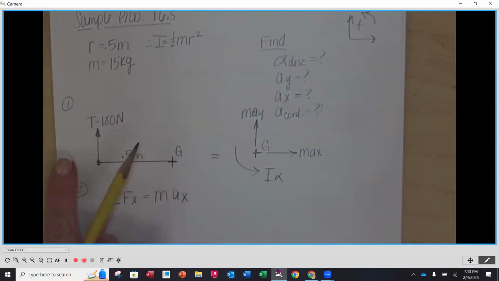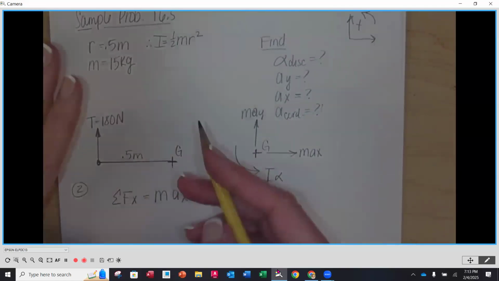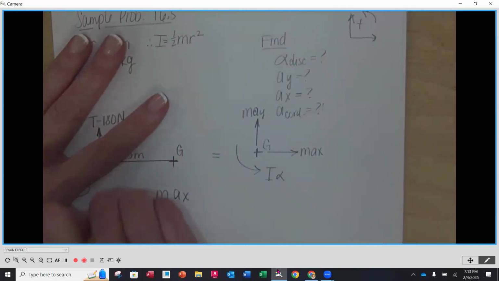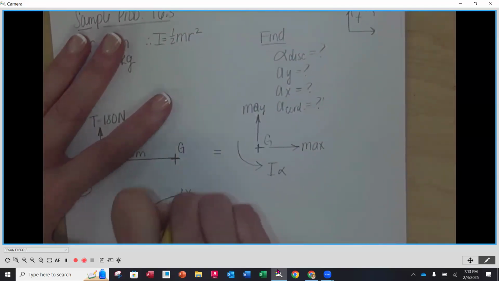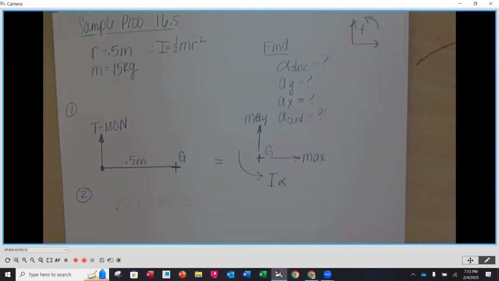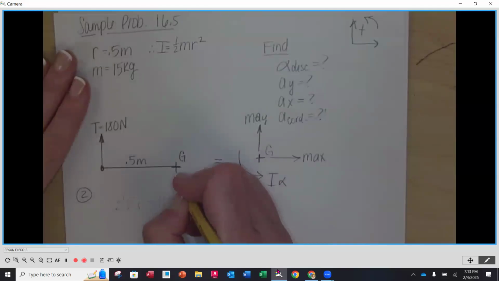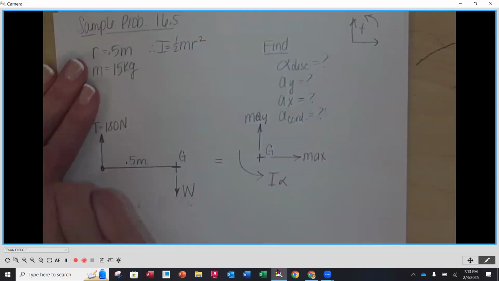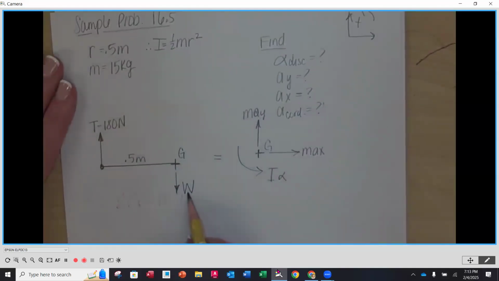Now, you'll notice that there are no forces. I got another force, didn't I? Sorry. What did I forget on my left-hand side here? The weight of our pulley or our disc. This is going to be W, which we don't know the value of yet. We'll be calculating that, so please add that.